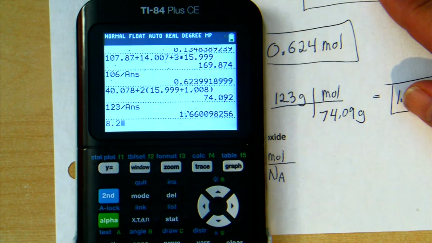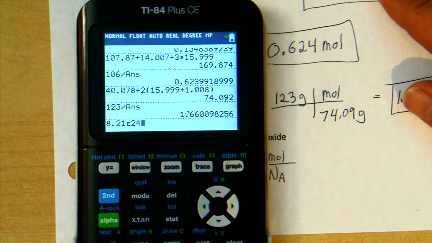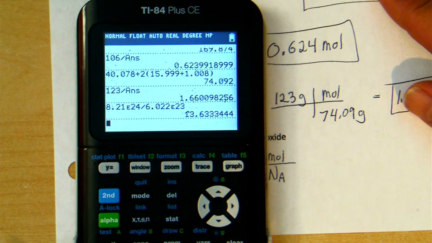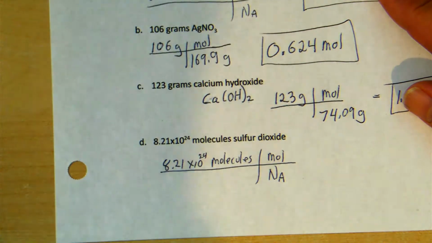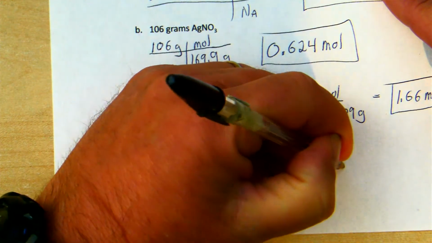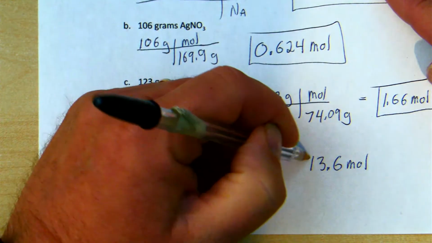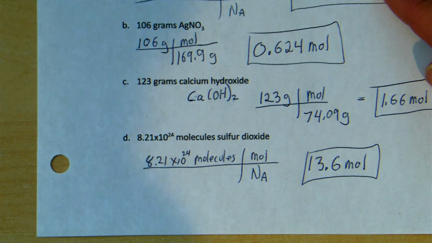So 8.21 times 10 to the 24th divided by 6.022 times 10 to the 23rd is 13.6 moles of sulfur dioxide. So much for the front side. But wait, there's a back side.